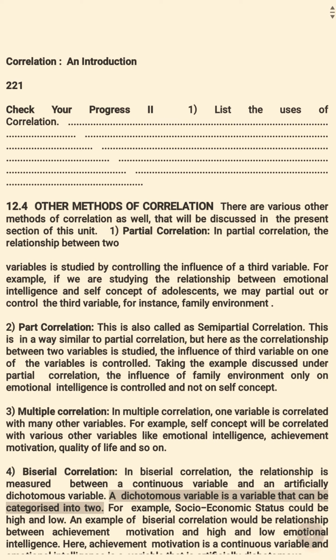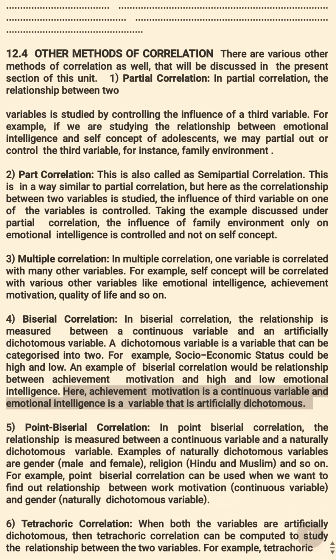A dichotomous variable is a variable that can be categorized into two. For example, socioeconomic status could be high and low. An example of biserial correlation would be the relationship between achievement motivation and high and low emotional intelligence. Here, achievement motivation is a continuous variable and emotional intelligence is a variable that is artificially dichotomous.